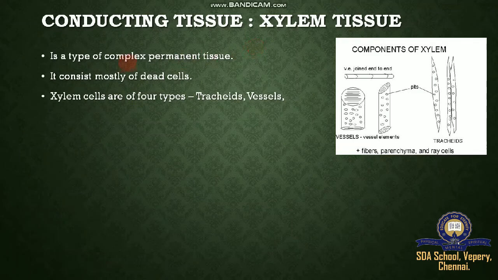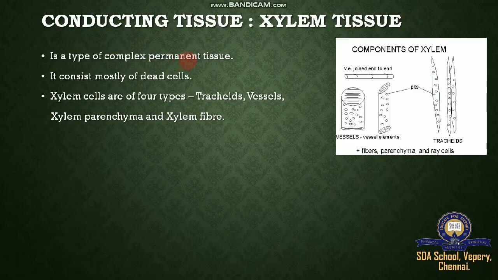Xylem tissue is a complex permanent tissue. Its major role is conducting. What is conducting? Transporting material. Water and minerals are transported with the help of xylem tissue, and food particles are translocated with the help of phloem tissue. It consists mostly of dead cells. Xylem cells are of four types: tracheids, vessels, xylem parenchyma, and xylem fiber. So there are four types of xylem tissue.